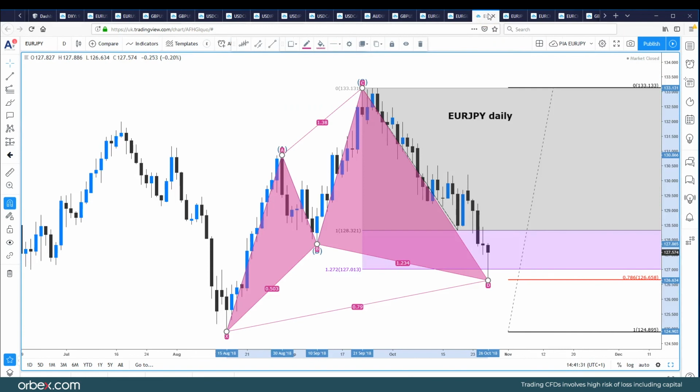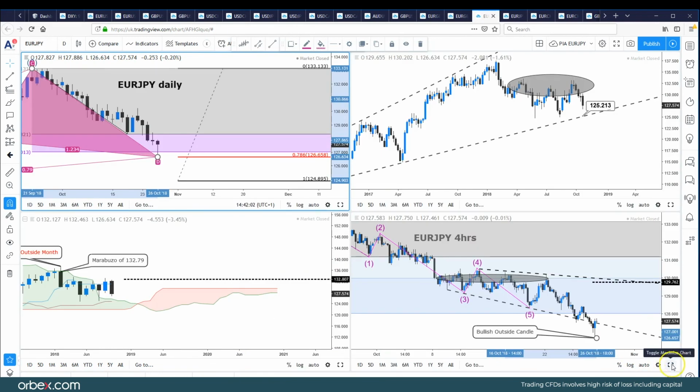Euro yen, and this is our last one that we're going to look at. We've got a hammer, inverted hammer formation off the daily chart. We've also got a symmetrical pattern, so we've got a 127.2% extension, or just extended through 127.2, and then 78.6% pullback, again just extended through to 79. Looking like a symmetrical pattern, looking like a bullish bias and a move to the upside.